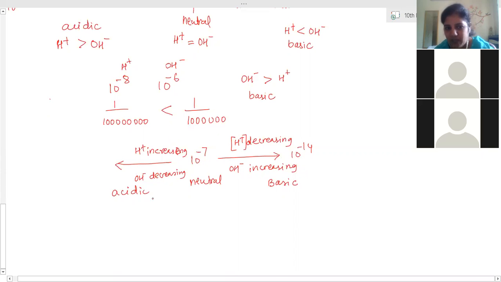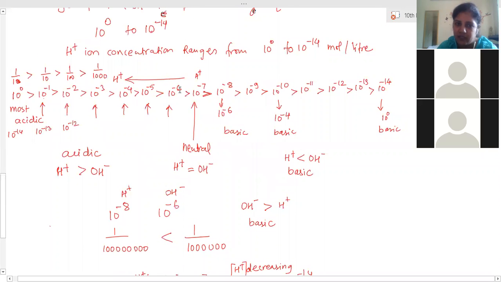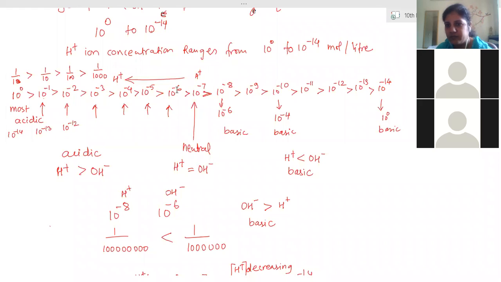Now among the acids, can you check which one is more acidic and which one is lesser acidic? Only check the acidic part. Out of 10 to power 0 and 10 to power minus 6, which one is greater? 10 to power 0 is greater, that means it is more acidic than 10 to power minus 6. Yes or no?